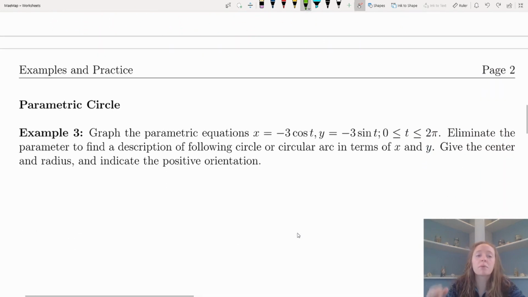So now is when we're really getting into these parametric circles. I introduced it in the example above, but now we're really going to talk about it.